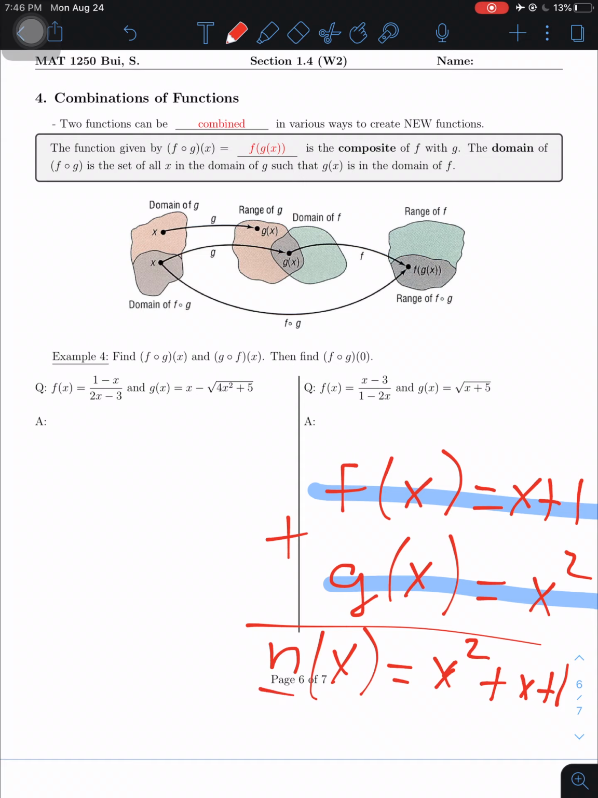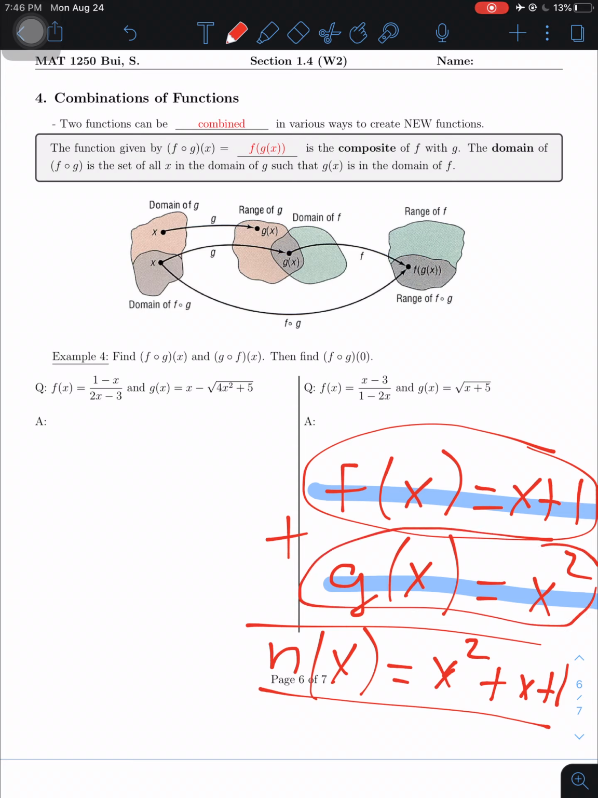And if you notice this new function in here, it doesn't even look like f completely, and it doesn't even look like g completely, right? It has a little piece of f, and it has a little piece of g, but it doesn't exactly look like either of those. So this is a new function. This is what I meant by creating new functions earlier. And if you don't want to add, you can multiply these two functions, divide them, or subtract them. There are various ways to combine these two functions, whichever of your choice, to create new functions.